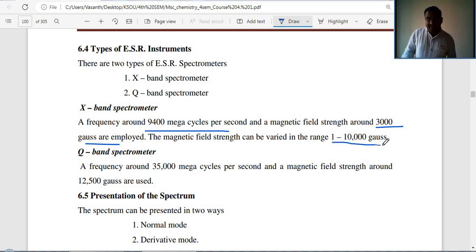In the Q-band spectrometer, a frequency around 35,000 megacycles per second and a magnetic field strength around 12,500 Gauss are used.